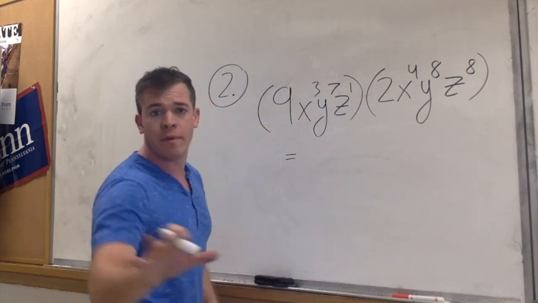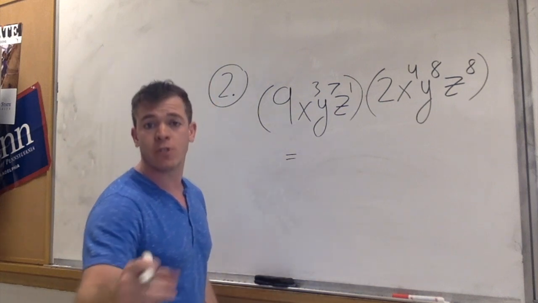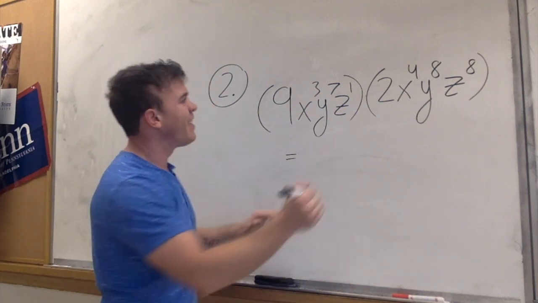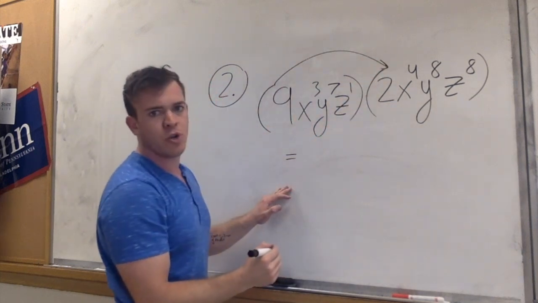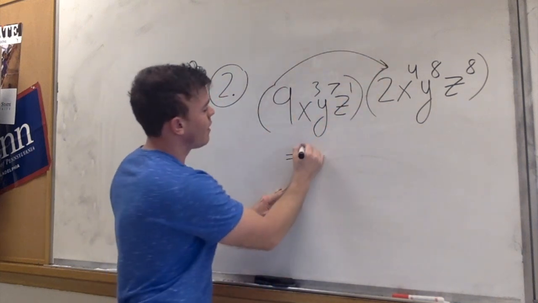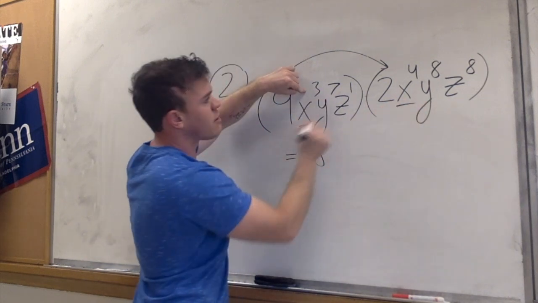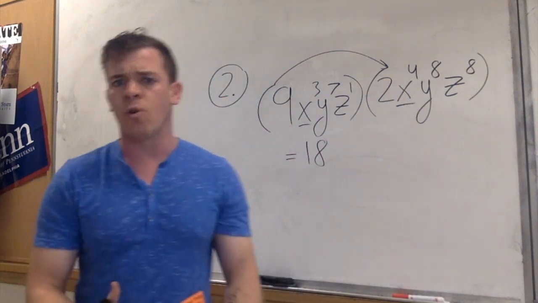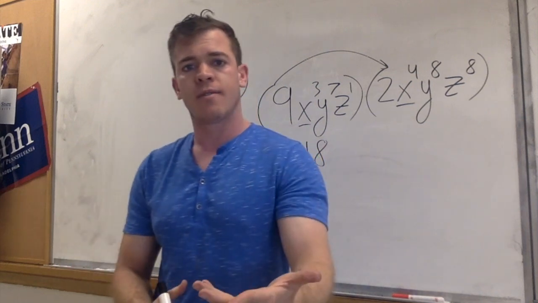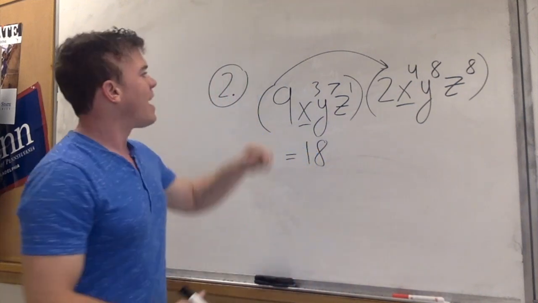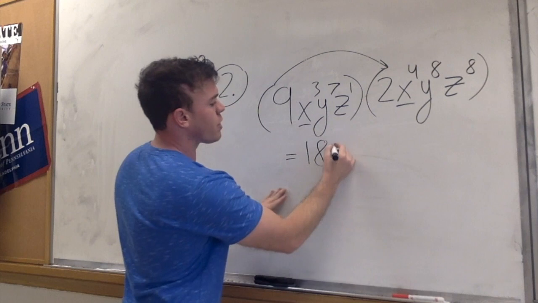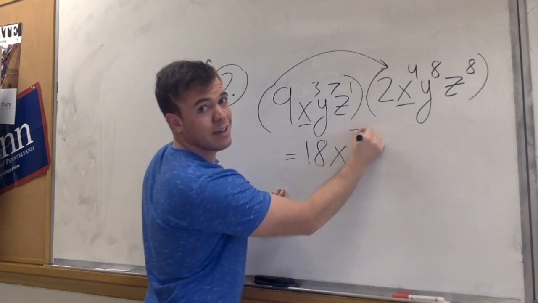Now check it out. Remember our saying, normal numbers behave normally. And so we really have 9 times 2, which is 18. And now we have x to the 3 times x to the 4. And what's our rule? When multiplying the bases, we should add the exponents. And so we really have 3 plus 4, which gives us x to the 7.